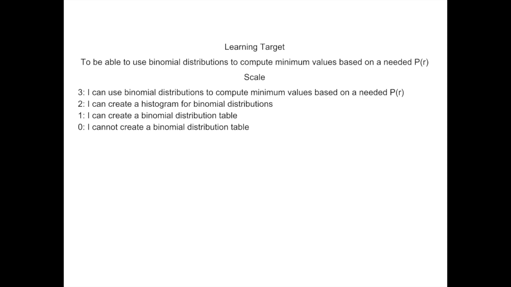The learning target for today is to be able to use binomial distributions to compute minimum values based on a needed P of R probability. The scale: 3, you can use binomial distributions to compute minimum values based on a needed P of R. 2, you can create a histogram for binomial distributions. Yes, histograms again. Don't you love them? 1, you can create a binomial distribution table. And 0, you cannot create a binomial distribution table. Let's get started.